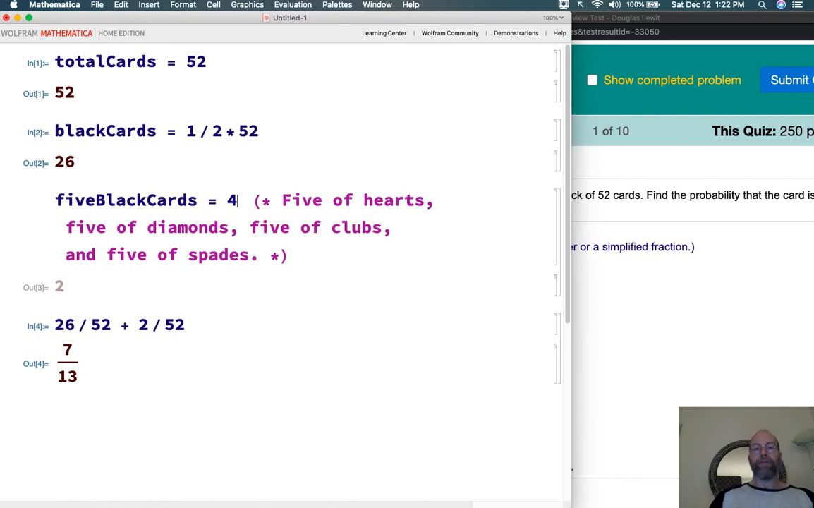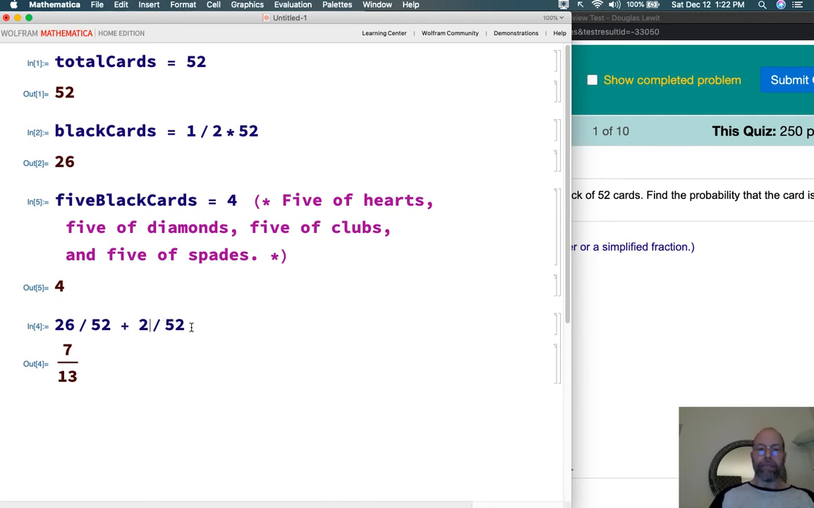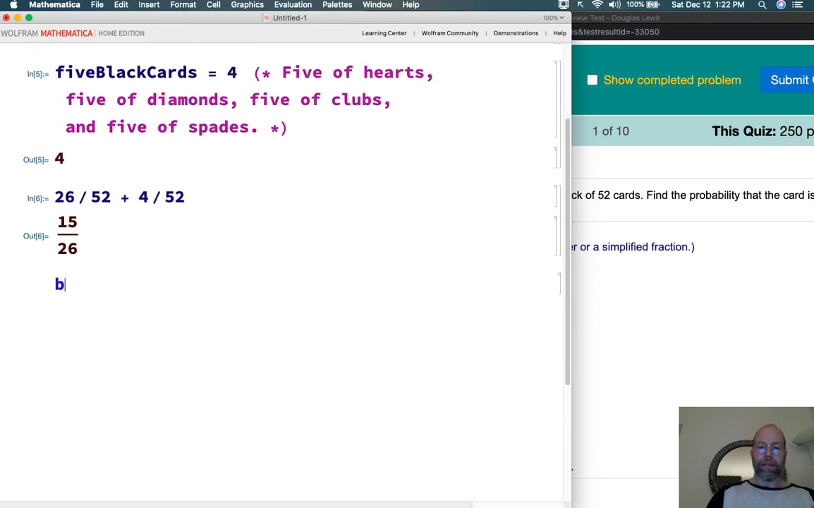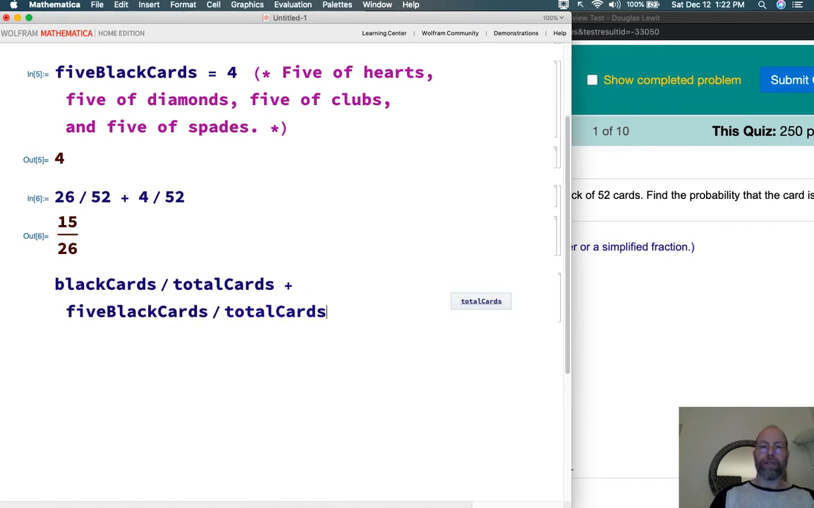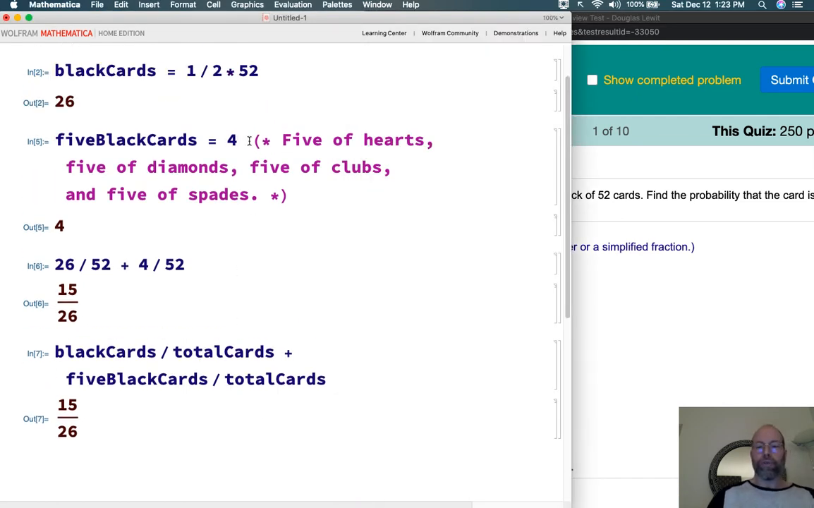So if I had put a four here, yeah, that would be a problem, right? Because that would be black cards divided by total cards plus 5 black cards divided by total cards, and that's going to be 15 over 26. That would be incorrect. However, this is 2, because the 5 of clubs and the 5 of spades are already being counted in the set of all black cards.